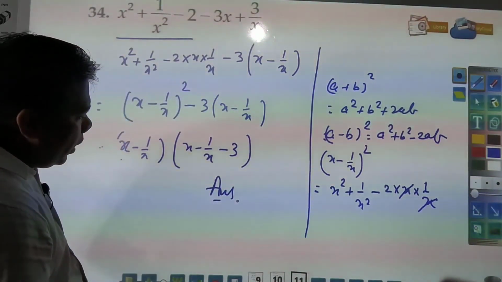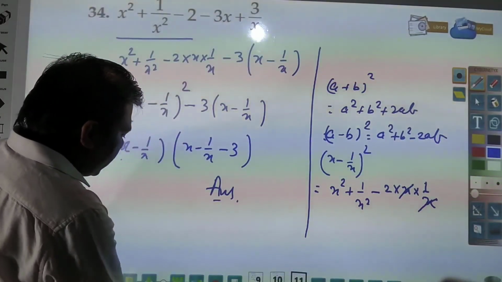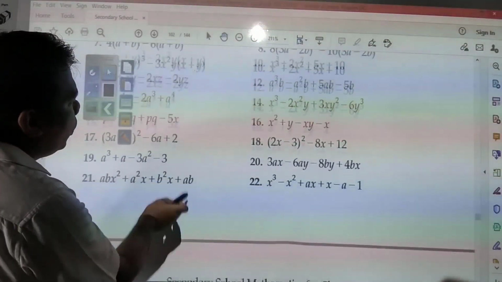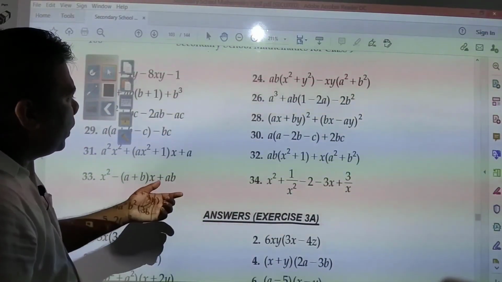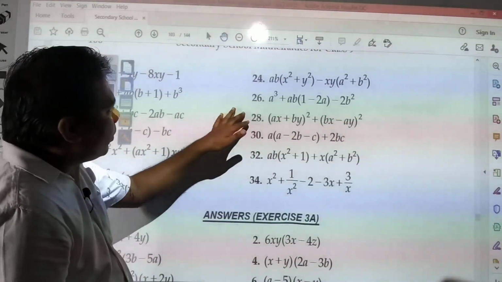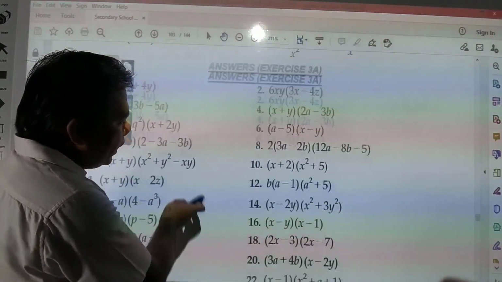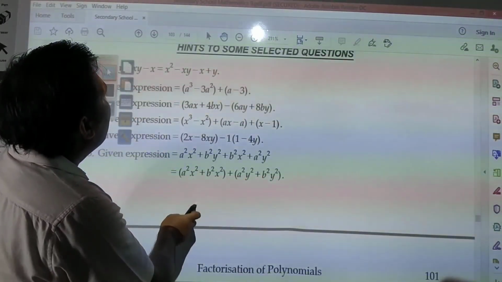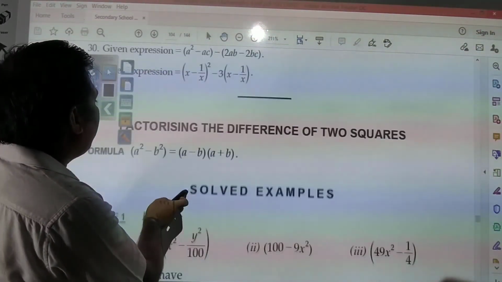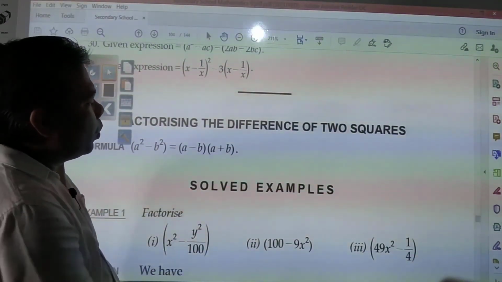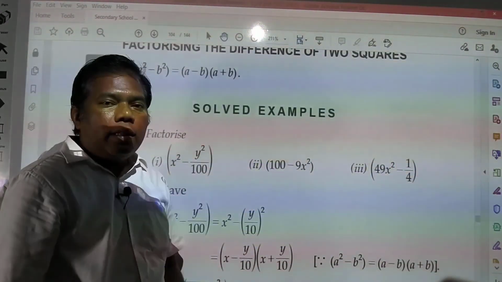So in this way, I think in this exercise especially, no questions will be there which you will not be able to solve. So rest of the questions whichever are left, you try to solve, definitely you will be able to solve. And next day we will see factorizing the difference of two squares. Until then, thank you.